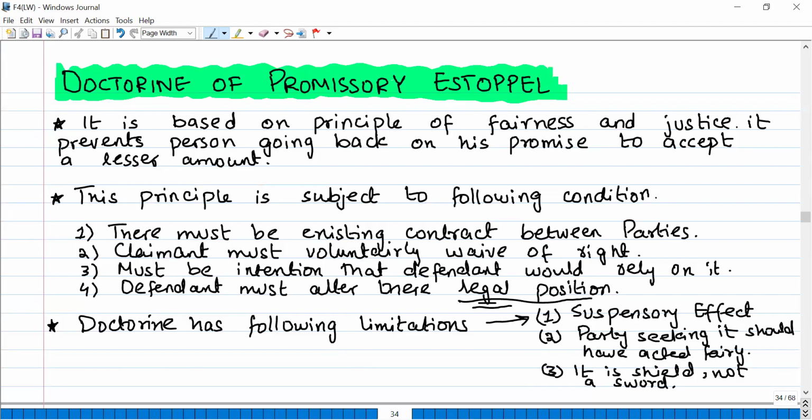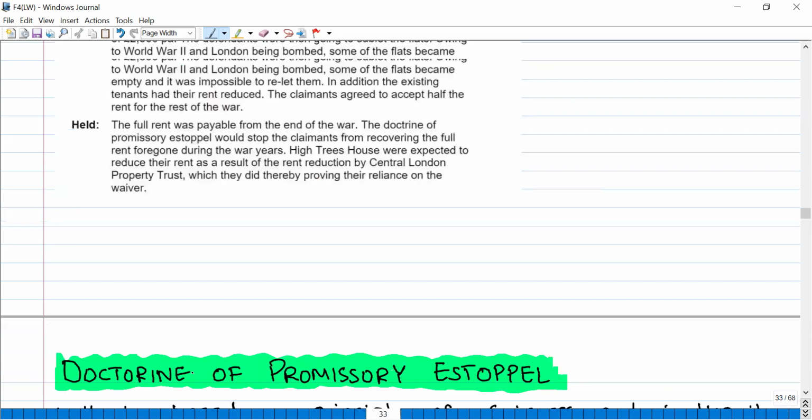Now, what does this concept mean? It means that if I made a promise to you that you can pay me a lesser amount, then I cannot withdraw my promise. For example, the rent that you have to pay me is 500 pounds, but I made a promise to you that you can pay me 200 pounds only. Now if you are paying me 200 pounds and in future I withdraw my promise and claim from you, saying give me my original rent back, 500 pounds, I cannot do that. This is what the doctrine of promissory estoppel says: if you make a promise to someone, you cannot go back on your promise. Now let's understand this with a landmark case.